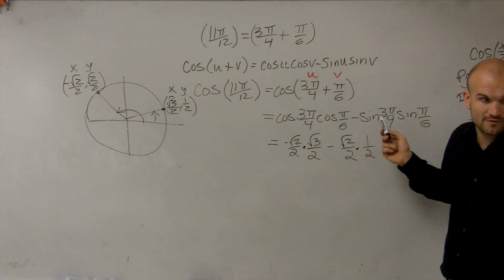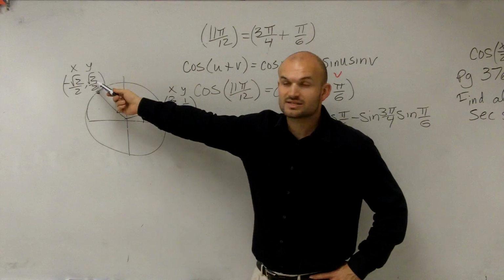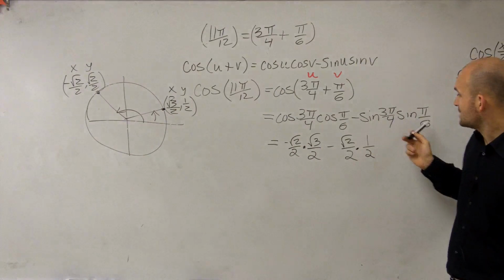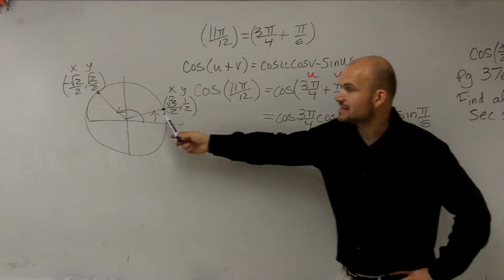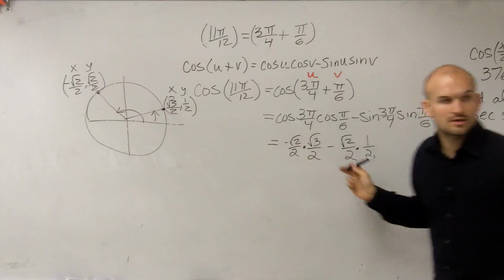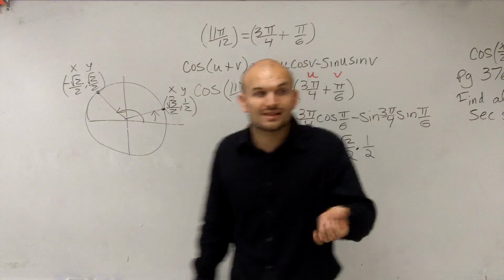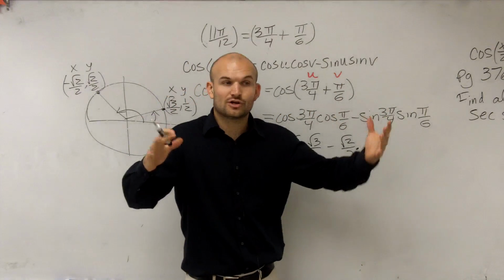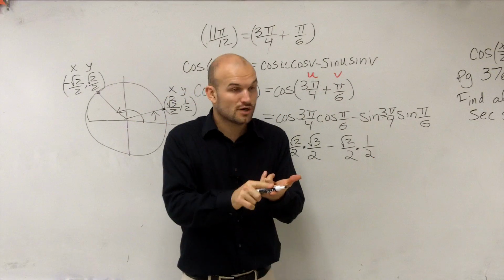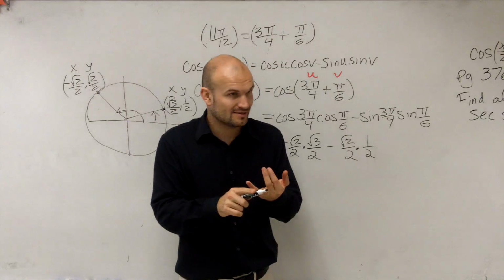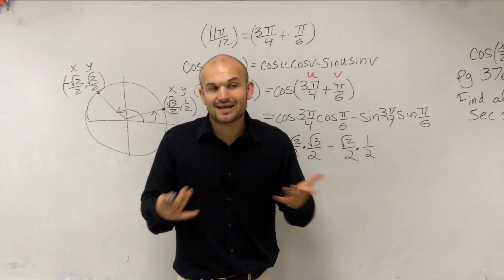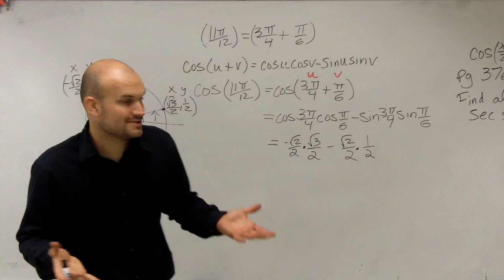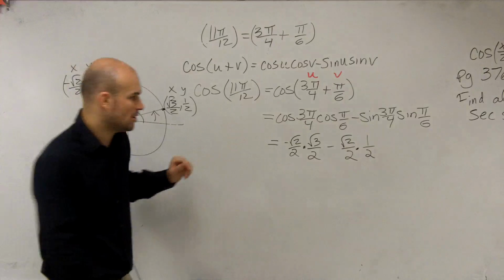Minus the sine of 3 pi over 4. Go to 3 pi over 4. The sine of 3 pi over 4 is square root of 2 over 2. Then we go to the sine of pi over 6. The sine of pi over 6 is 1/2. So you're going to see a lot of your answers are very, very similar to each other, because when we look at the unit circle, there are only so many coordinate points: square root of 2 over 2, 1/2, square root of 3 over 2, and 1 and 0. So there's not a lot of variation in our answers. Now we just need to multiply this through.